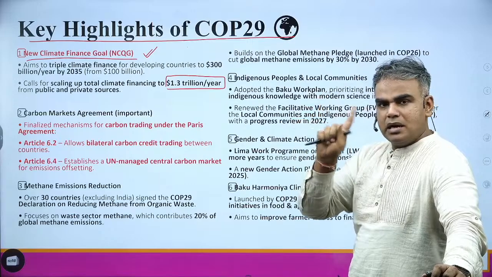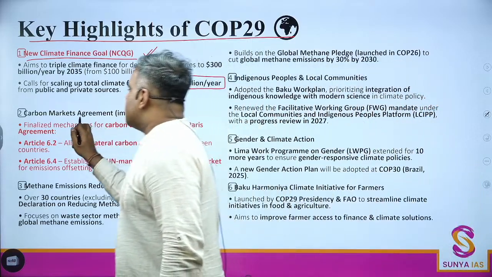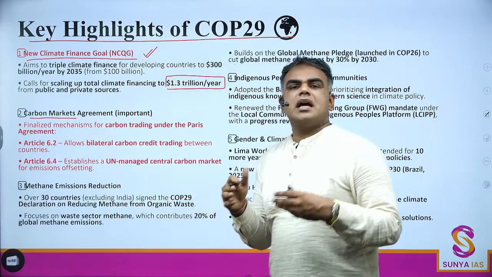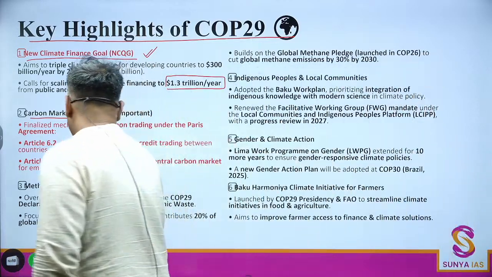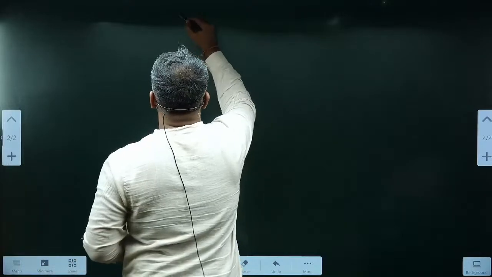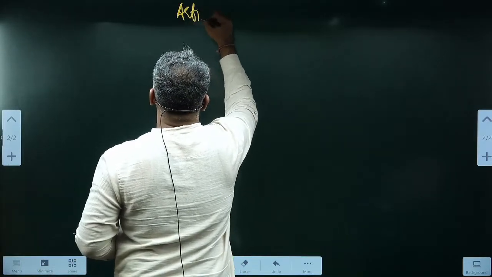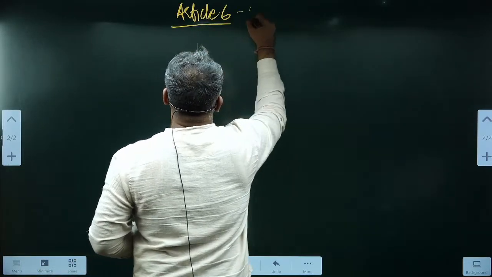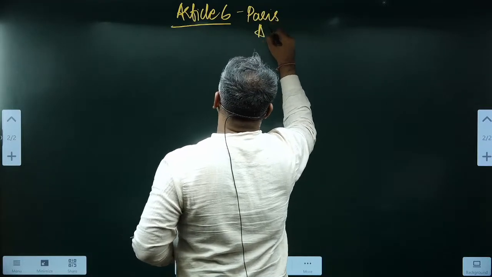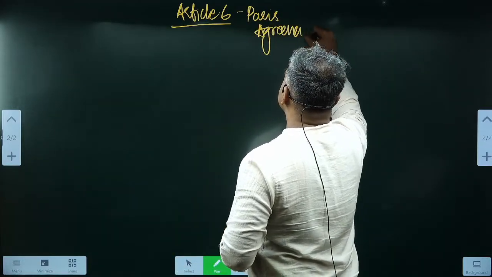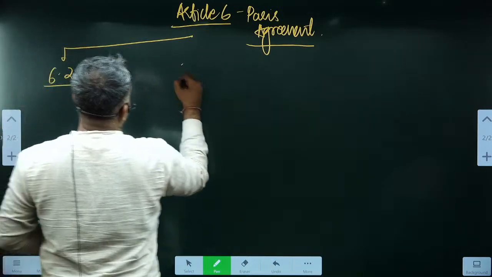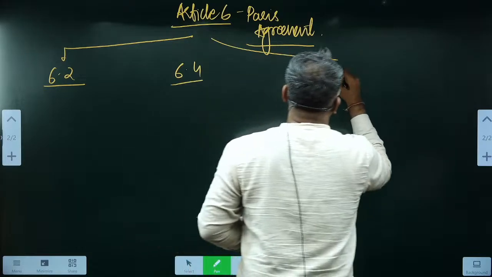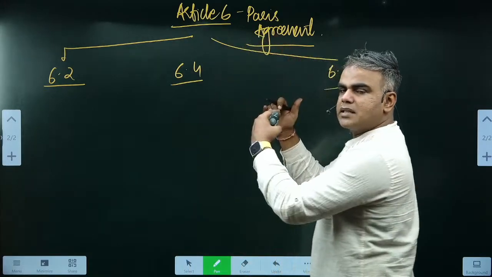Fine. Number two, carbon markets. This again happens to be one of the most important takeaways of this particular COP29. In carbon markets, what you need to know. Here we are talking about Article 6 of the Paris Agreement. Within Article 6, you have Article 6.2, Article 6.4 and Article 6.8.